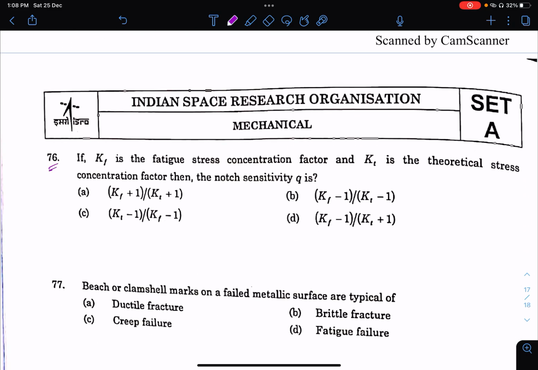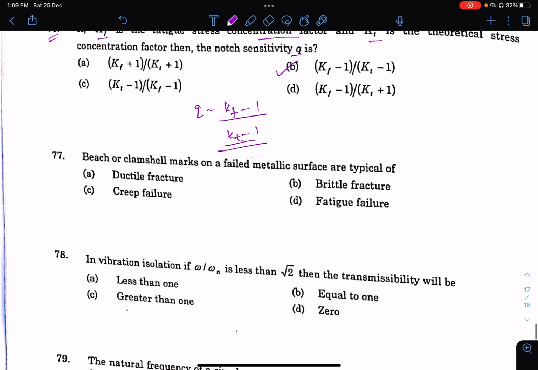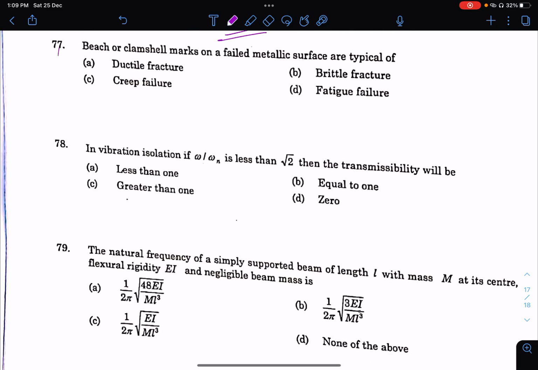Question number 76. If Kf is the fatigue stress concentration factor and Kt is the theoretical stress concentration factor, then the notch sensitivity Q is? So the Q formula is Kf minus 1 upon Kt minus 1. So the correct answer is B. Question number 77 we will leave.